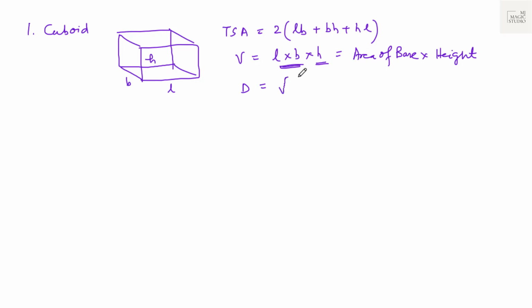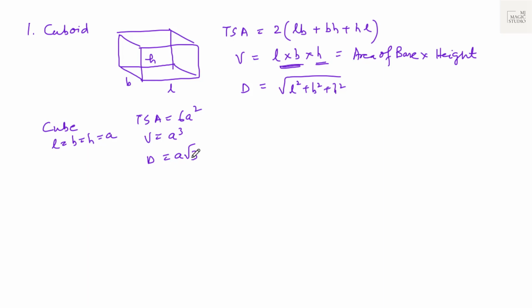Diagonal would be root over L square plus B square plus H square. Now, if all the three sides are equal, we call it a cube. If L is equal to B is equal to H is equal to A, then it becomes a cube. In that case, total surface area is 6A square, volume is A cube, and diagonal would be A root 3.